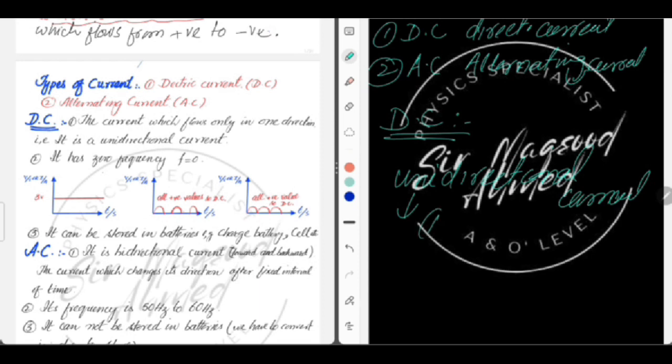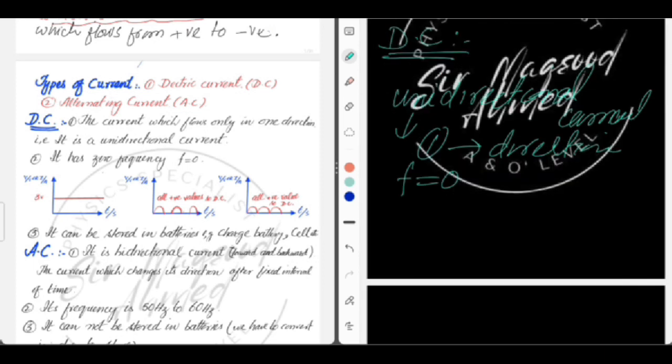Unidirectional means one direction. Direct current flows only in one direction. It does not change its direction. Next, the DC current has zero frequency because it flows only in one direction. That's why its frequency is zero. Direct current can be stored in a chargeable battery or in a chargeable cell.